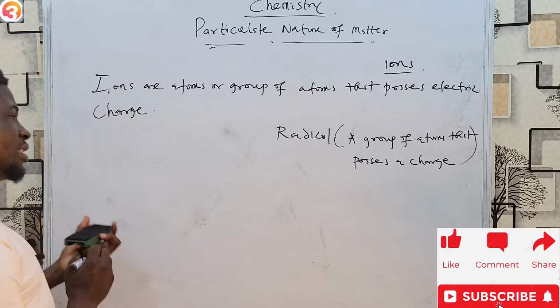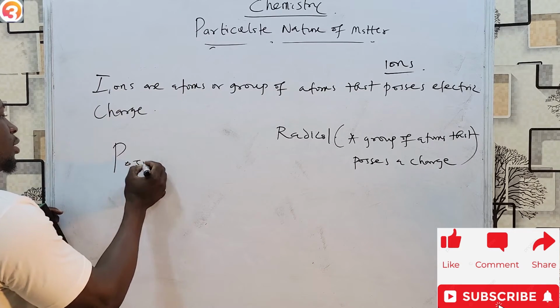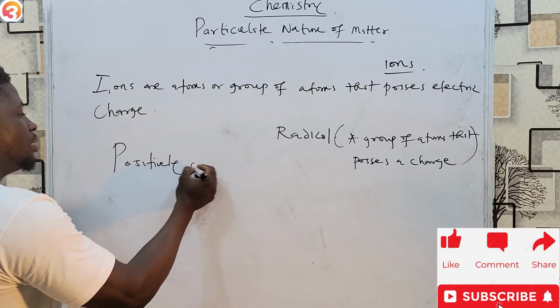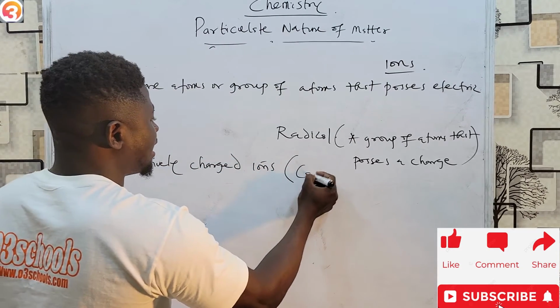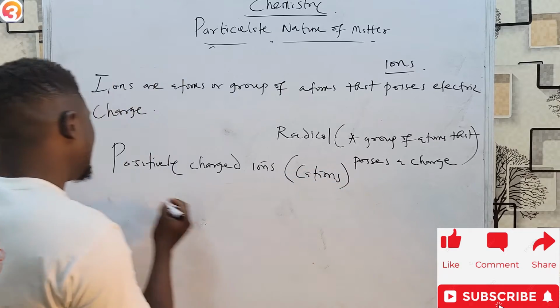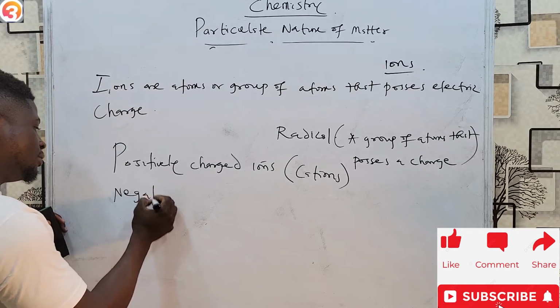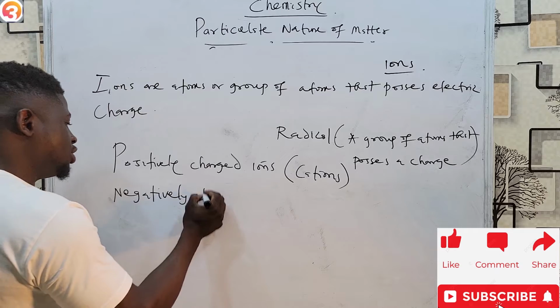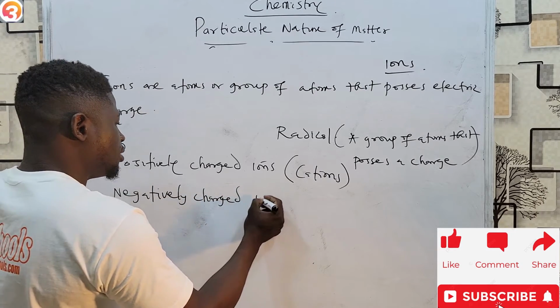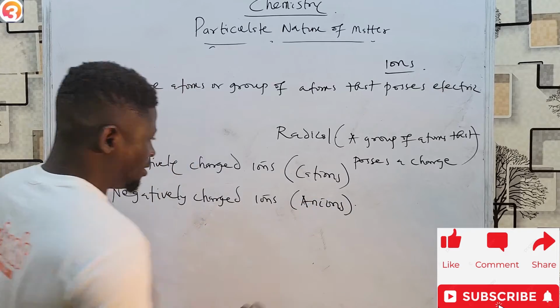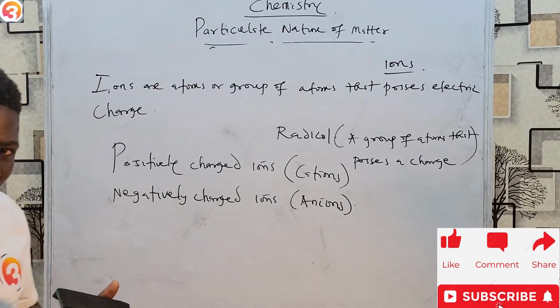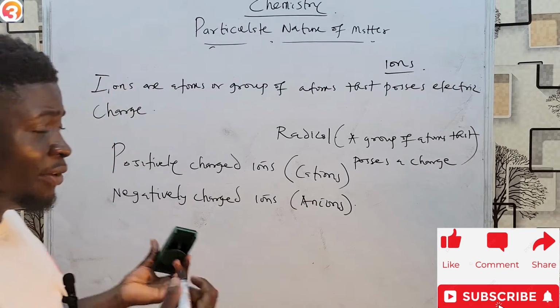Of course, there are two basic types of ions. We have the positively charged ions, which we call the cations. And then we have the negatively charged ions. We call them the anions.